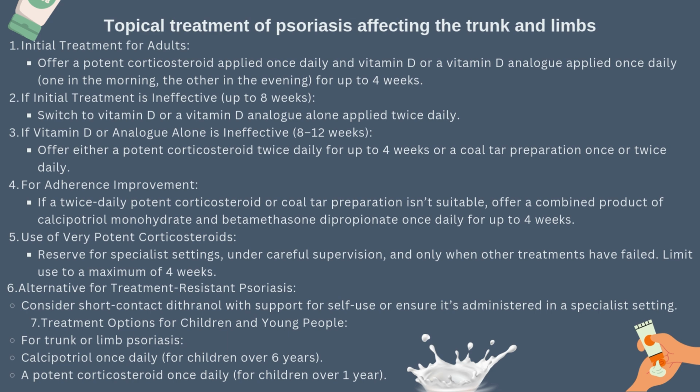Treatment options for children and young people. For trunk or limb psoriasis, calcipotriol once daily, for children over 6 years. A potent corticosteroid once daily, for children over 1 year.